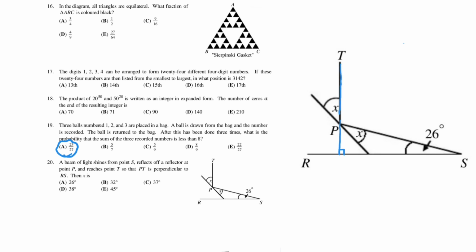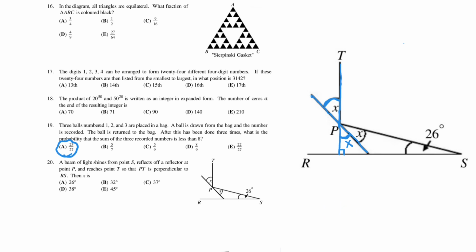So PT and this line intersect, and they form the x and the x. These two x's are vertical angles. When two lines intersect, they form two pairs of vertical angles. All vertical angles are equal. So x equals this x, since these two are vertical angles.